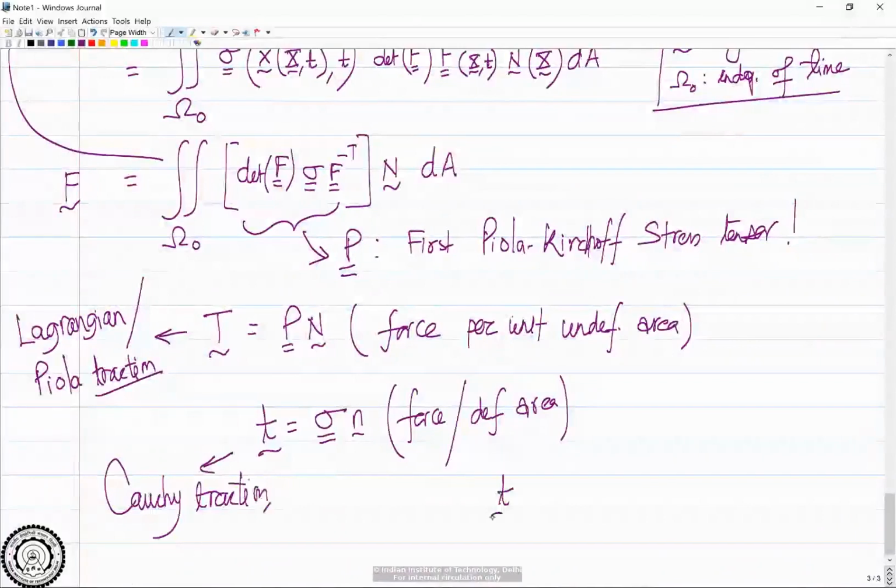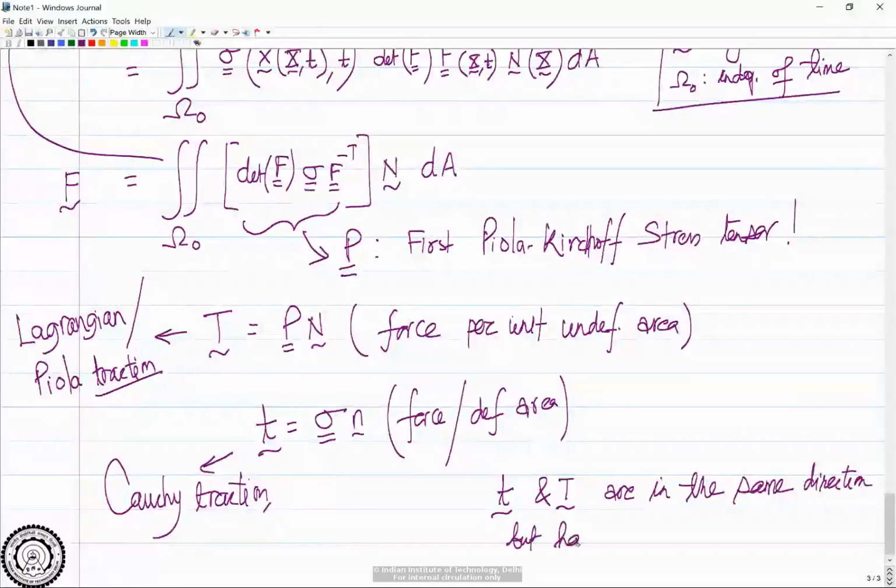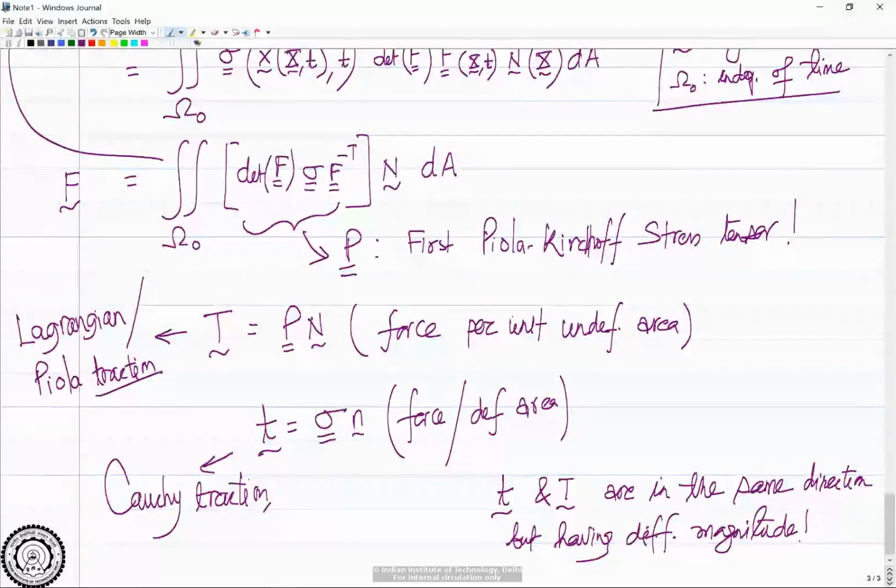Also notice that the small t and big T are in the same direction, but having different magnitude. Okay. In fact, this first PK stress tensor is also kind of a mixed tensor. Why do we say it's a mixed tensor? So I'll make it more clear now.